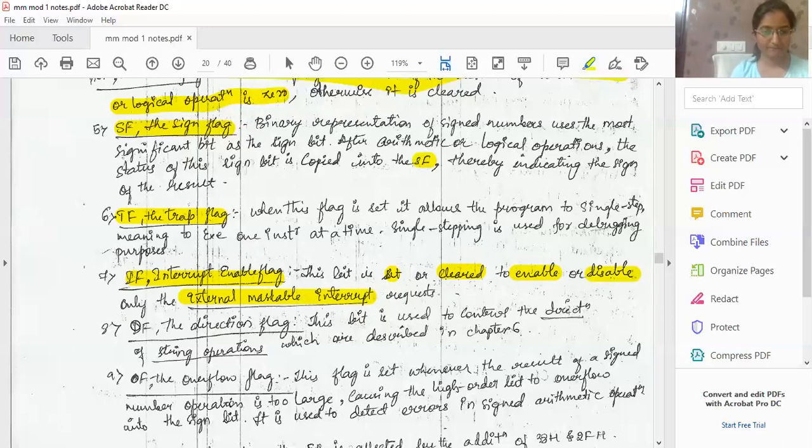Next we have something interesting, the direction flag. What does it do? This direction flag will decide the fashion or the direction in which the instructions are being executed, from top to bottom or from bottom to top. It is going to decide in which direction the instructions are being executed.